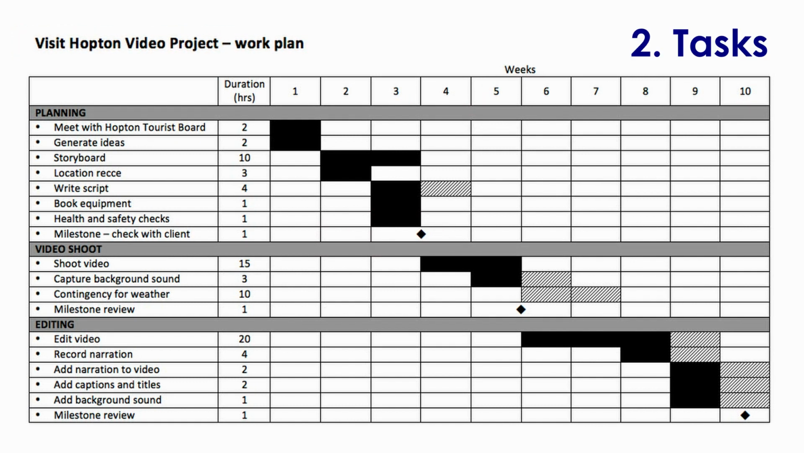Second aspect then is tasks. These are the main jobs that need to be completed to get to the end of the project. You can see here that I've got 3 of them: planning, video shoot and editing. I've shown them on a grey background and in bold. You'll often find that's done on an exam paper.